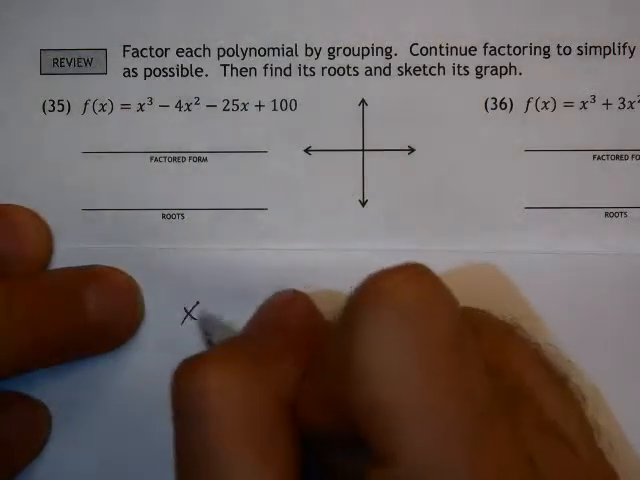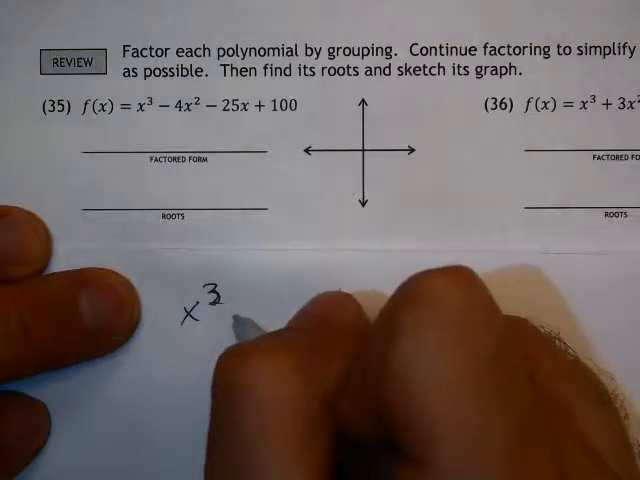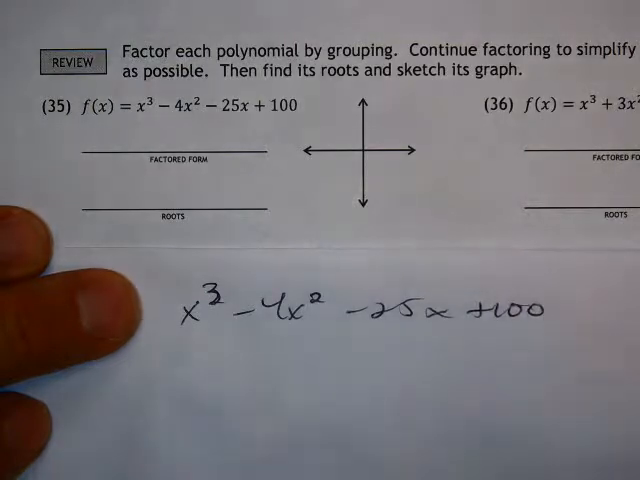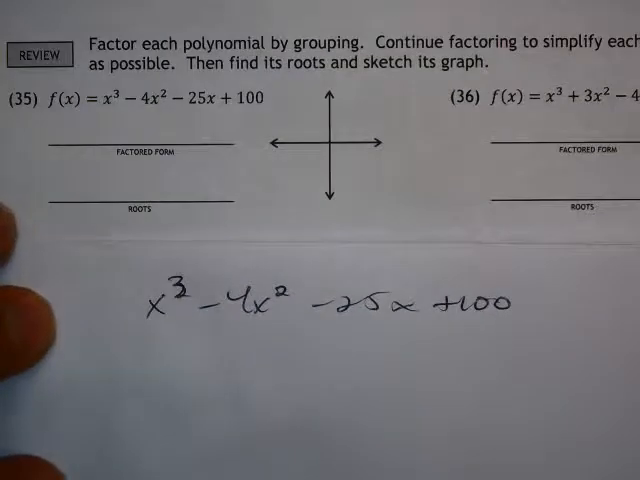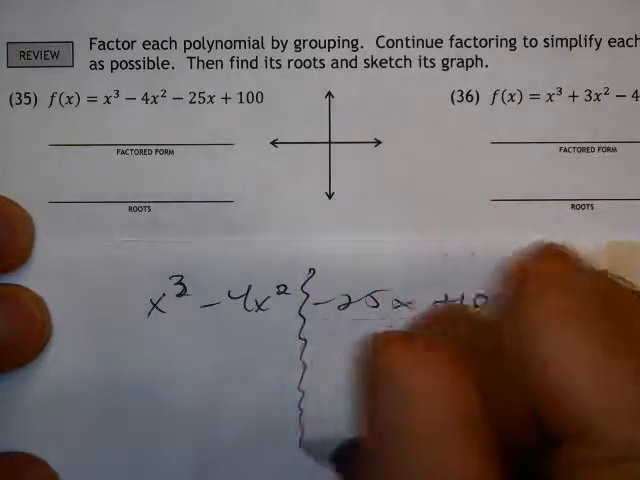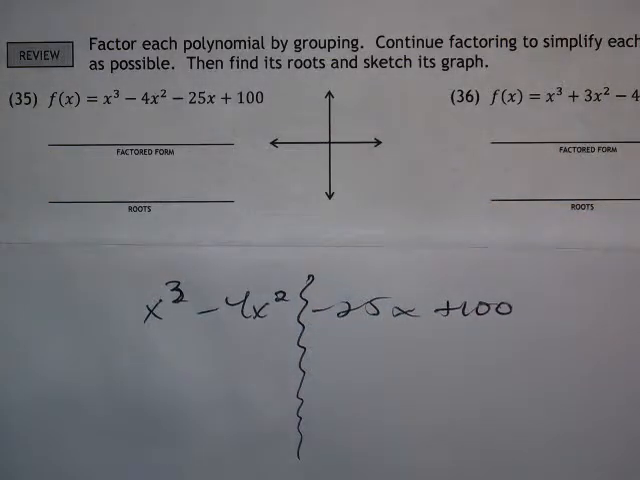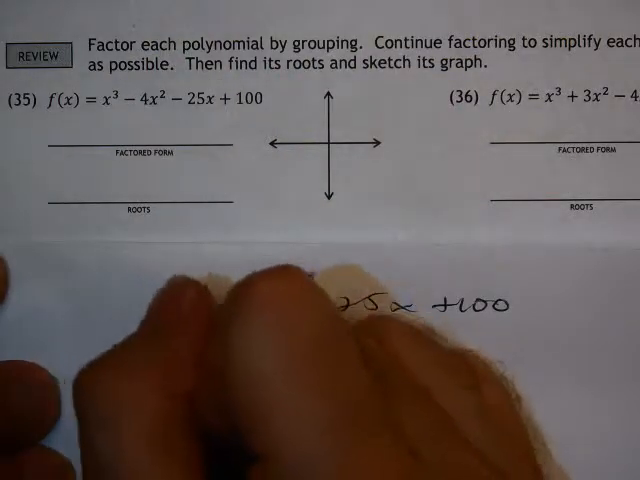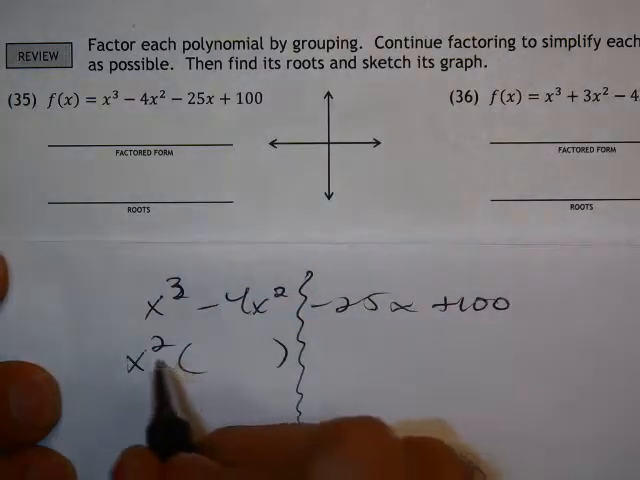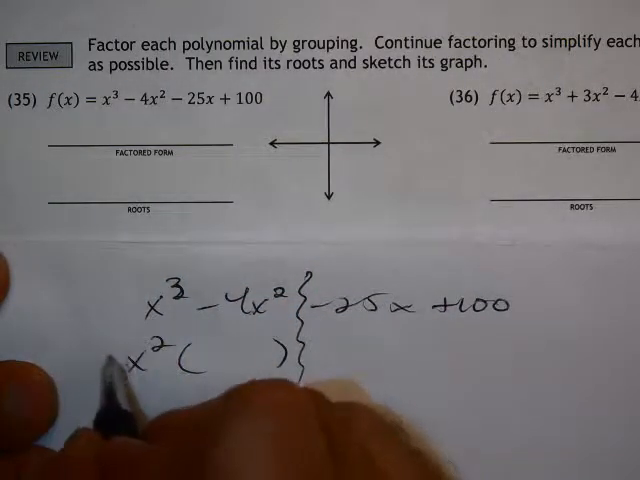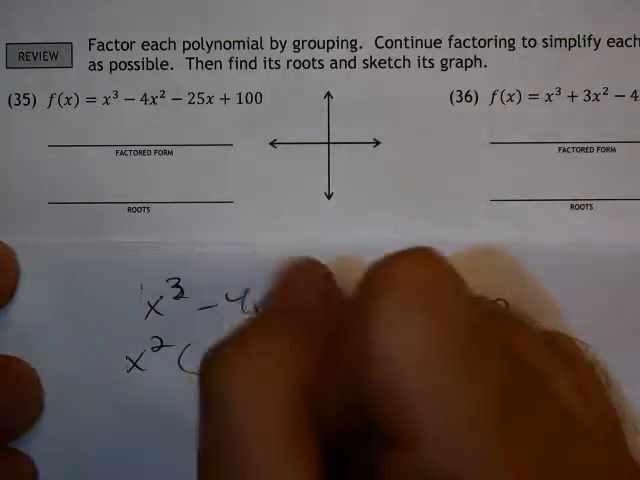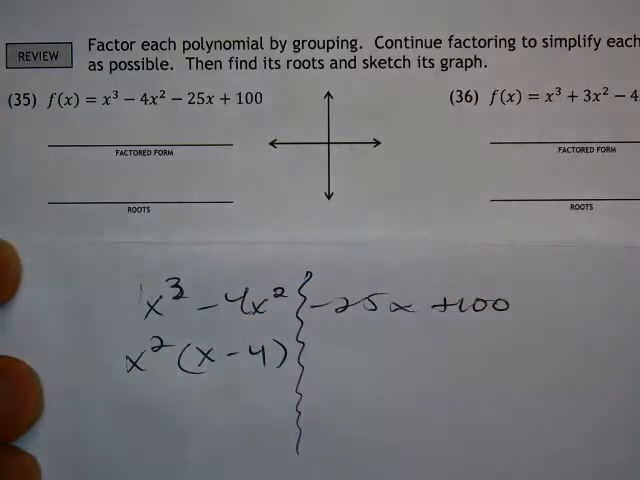So I'm going to rewrite the polynomial here: x cubed minus 4x squared minus 25x plus 100. For factoring by grouping, what I usually do is a little squiggly line, I split it right down the middle. Now I'm going to look at the first two terms for a common factor. In this case, our common factor is going to be x squared. When I factor that out of these two, there's no number that goes with it because I have a 1 in front, so you can't take a coefficient with it. But when I factor, it gives me x minus 4 on the inside of my parentheses.